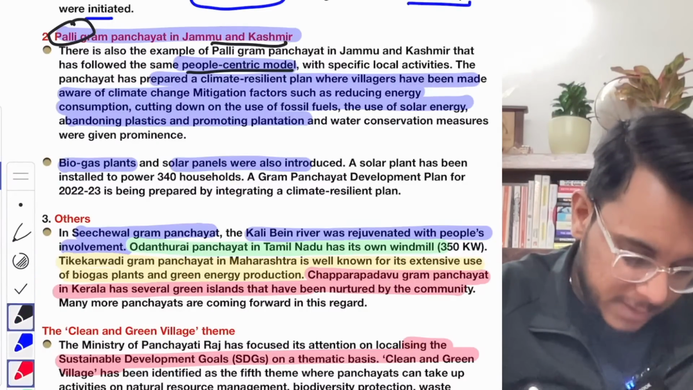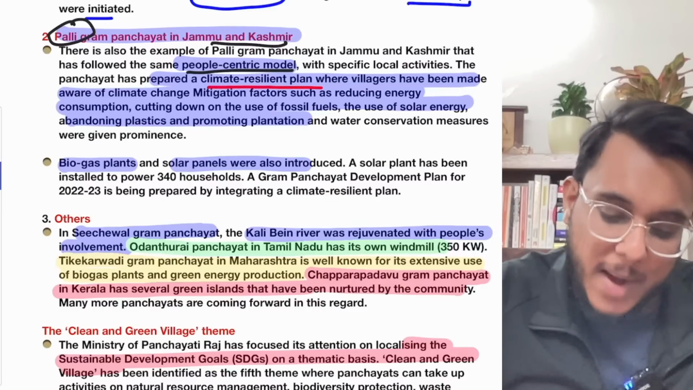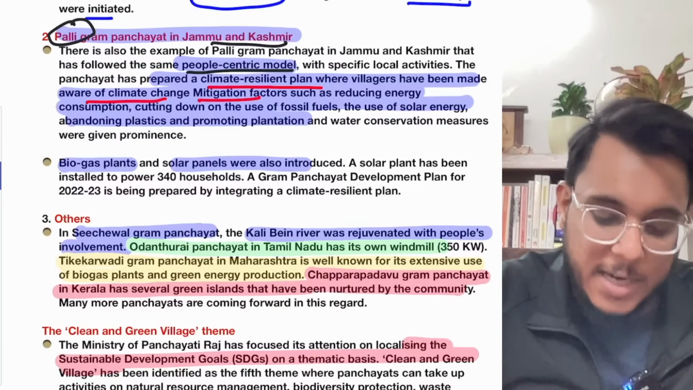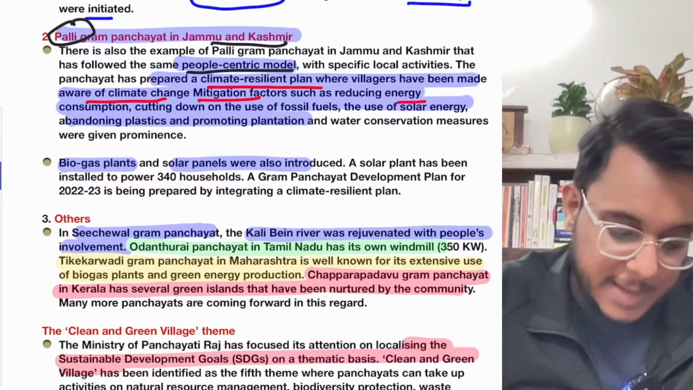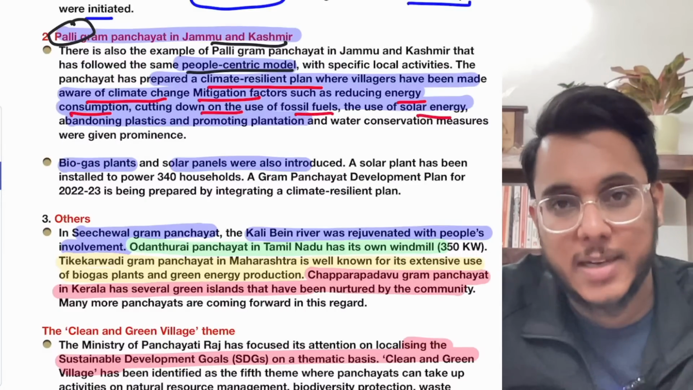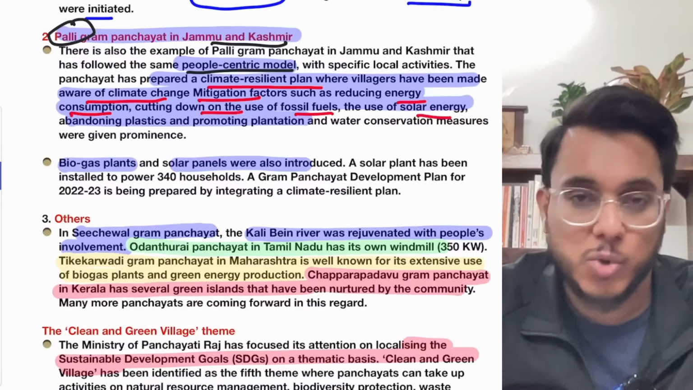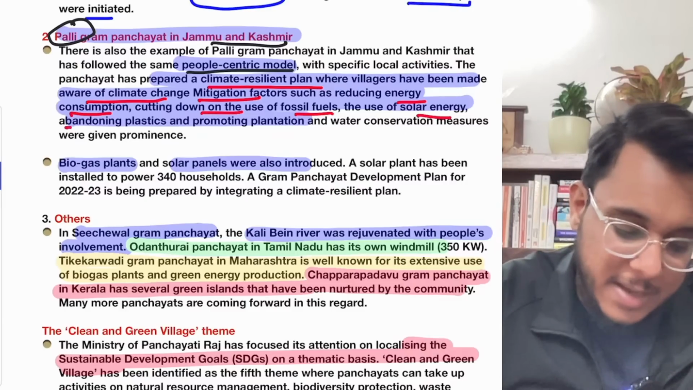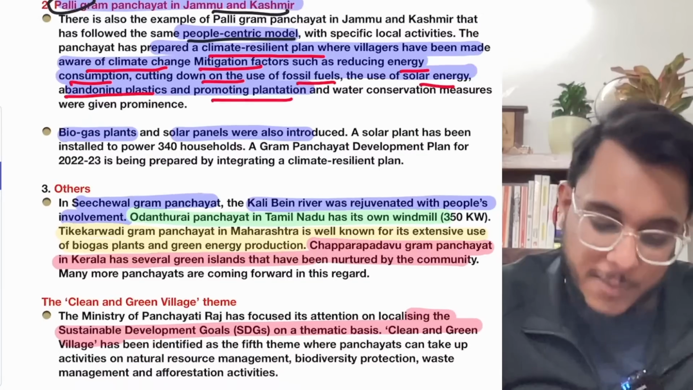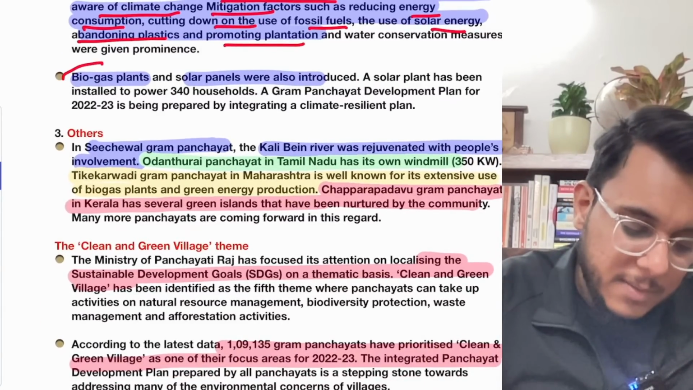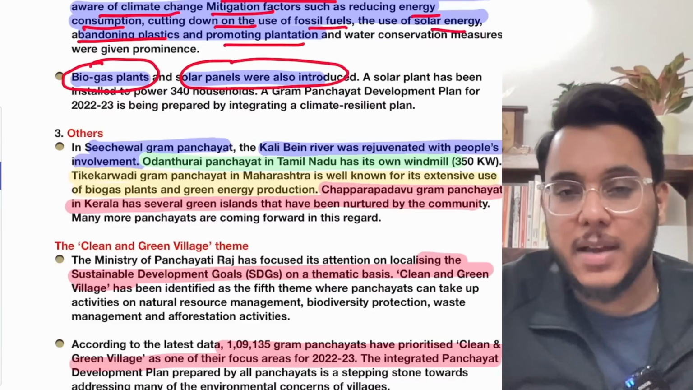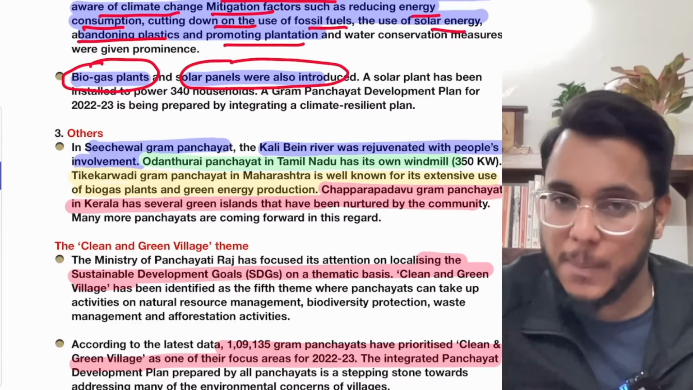They have prepared a climate resilient plan where the villagers, first of all, are made aware of the climate change, then the mitigation factors, that how by reducing the energy consumption, by cutting down the fossil fuel consumption, by using the solar energy, the emissions can be reduced. So all these efforts have been started. They have abandoned the plastic and are promoting plantation drives throughout the village. Then the next is that biogas plants as well as solar panels are being introduced into the panchayat.